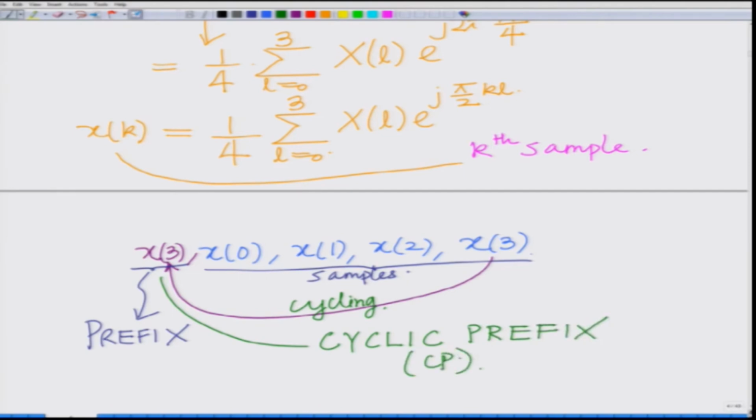So, what we are doing is basically we have these samples small x0, small x1, small x2, small x3. Now, we are prefixing this by taking x3 from the back, that is we are copying x3 from the tail of the block and repeating it again at the head, that is we are prefixing the block with x3. All right. So, it is a prefix, and since we are cycling the sample from the end of the block towards the beginning, this is known as a cyclic prefix. So, we are simply copying some samples from the tail of the block and prefixing them at the head of the block. This step in OFDM transmission is known as the addition of the cyclic prefix.